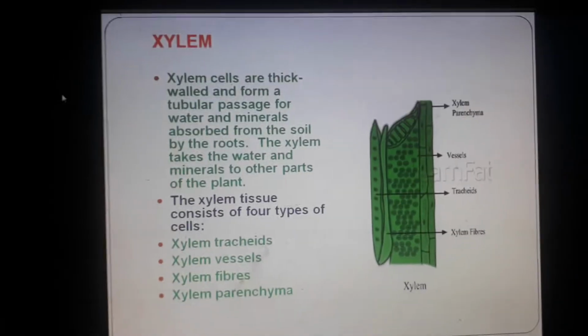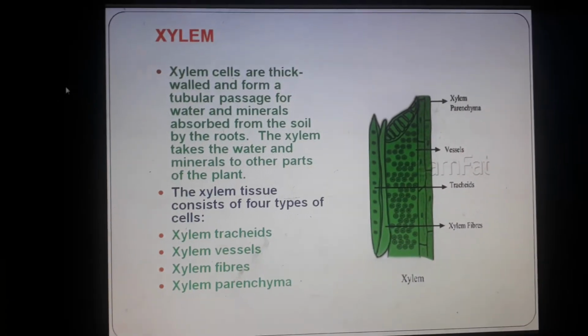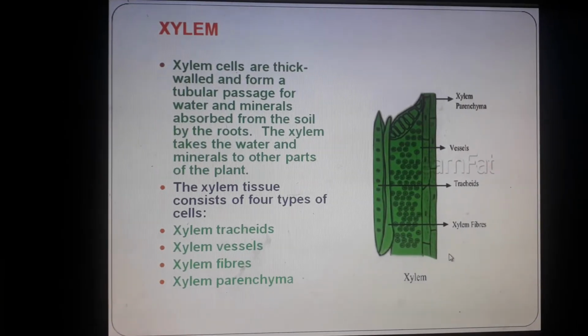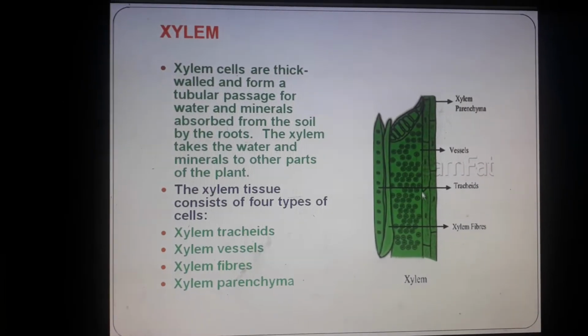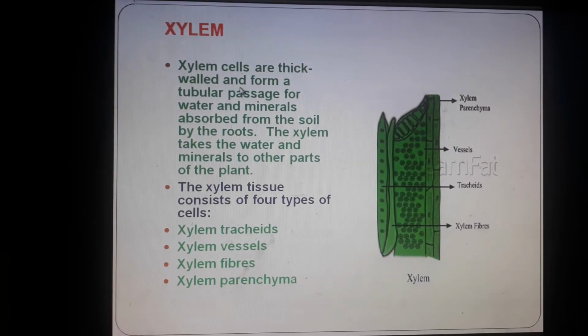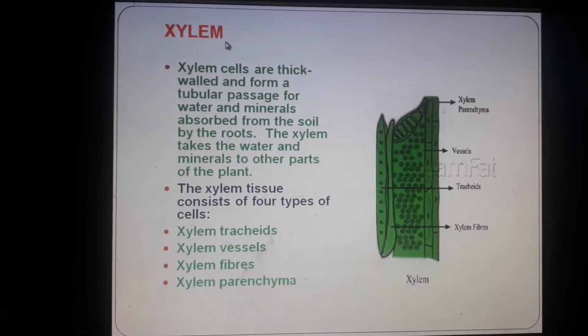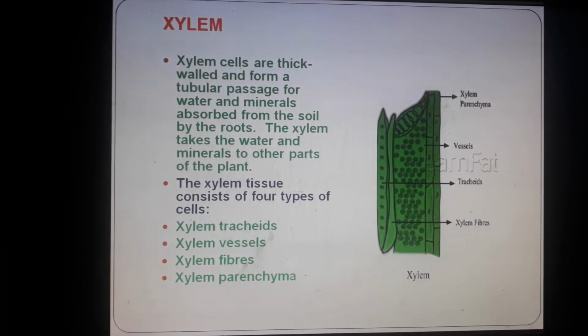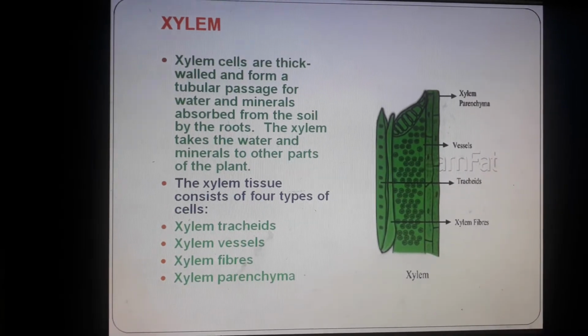So dear children, yesterday you have learnt about the transport in plants. Now today I am going to talk about one of the main conducting tissues, that is xylem. Yesterday you learned that there are two types of conducting tissues. One was xylem tissue and another was phloem.